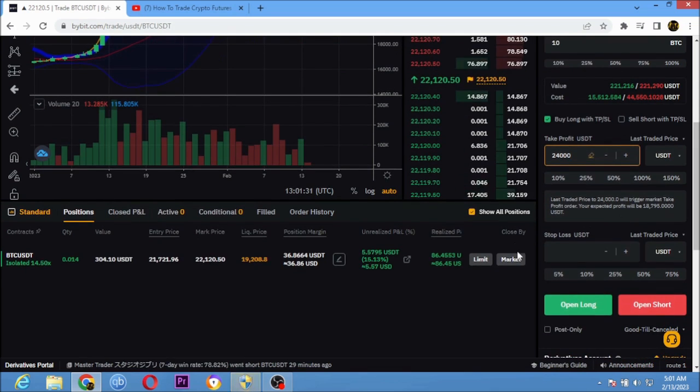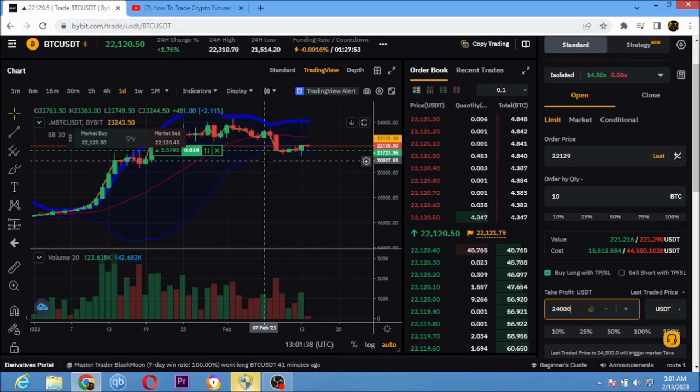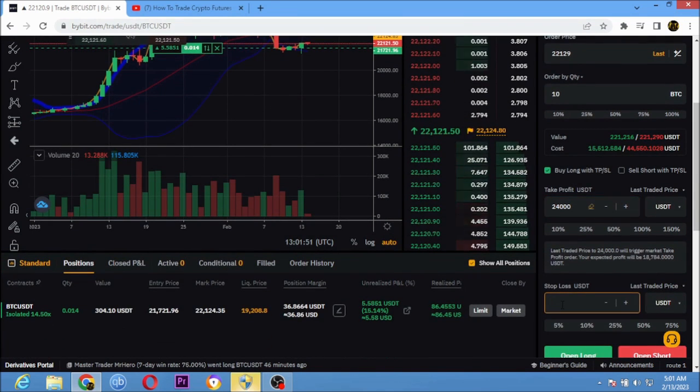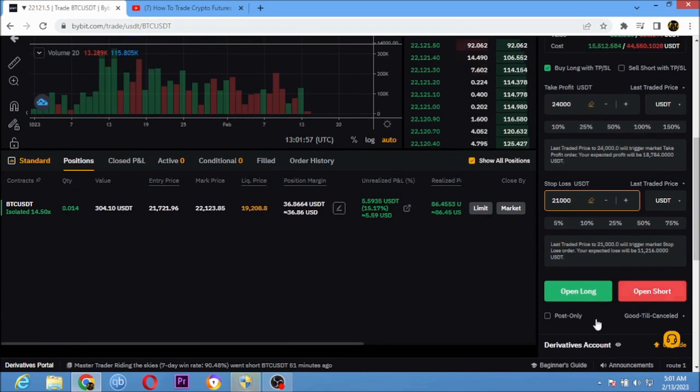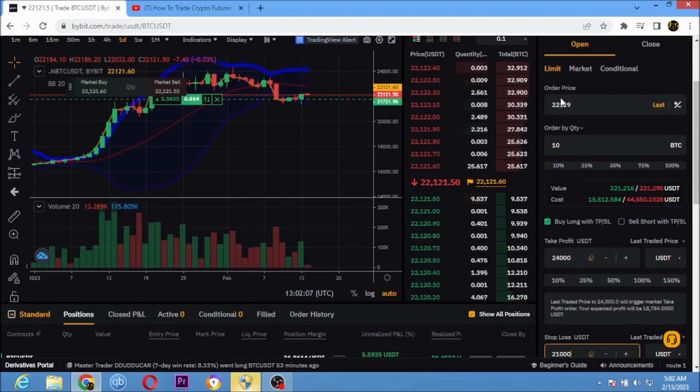With stop loss, maybe you have bought from this very specific price, but you expect that if it goes down, instead of making profits as you predicted, it goes into losses. So you can say that once it reaches 21,000, it will trigger itself and sell itself. So you can select long now.